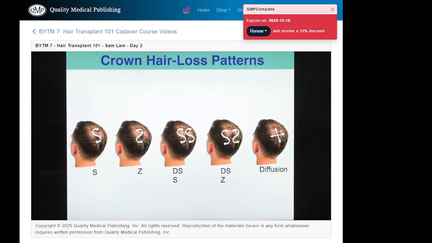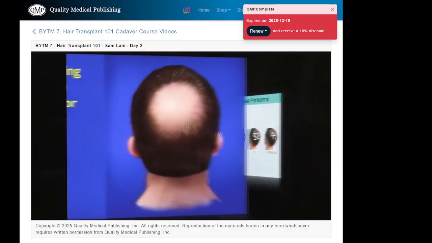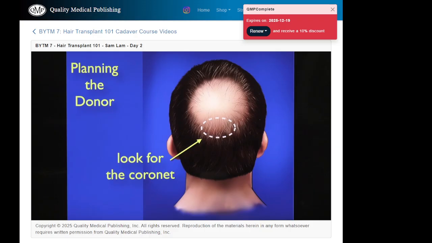Ziering talked about different patterns. Why do you need to know this? You don't, but it's good to know. These are the patterns you find. Okay, they're different: clockwise, counterclockwise, double whorls, diffusion patterns. Women are more likely to have diffusion patterns. Planning the donor: as I said, look for the cornet. Got to stay away from it.